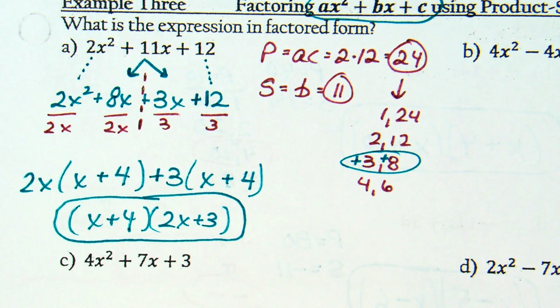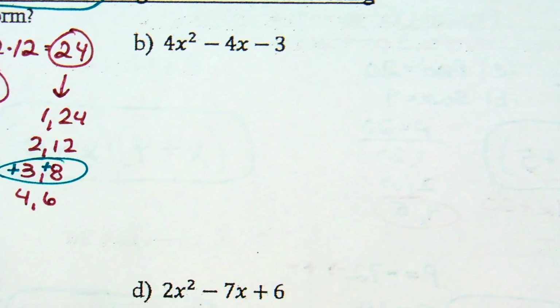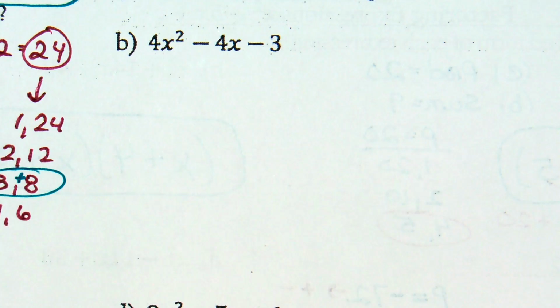Okay. Shall we try B then? Let's try B. Same method. First of all, is there a GCF? No. Okay. Nothing other than 1, and I don't need that right now. So, no GCF.